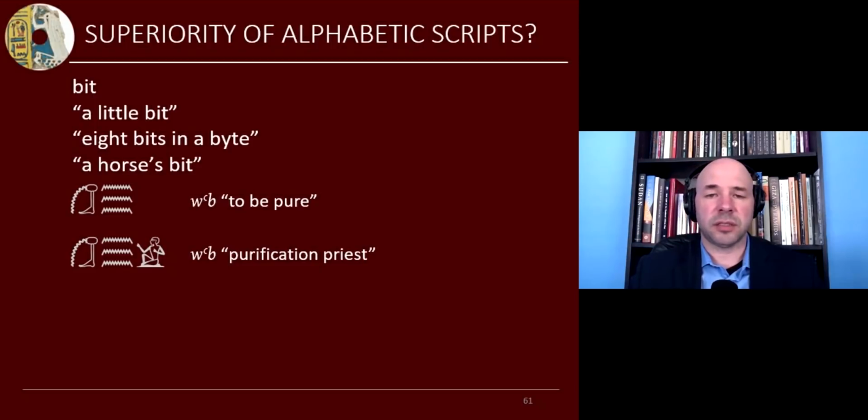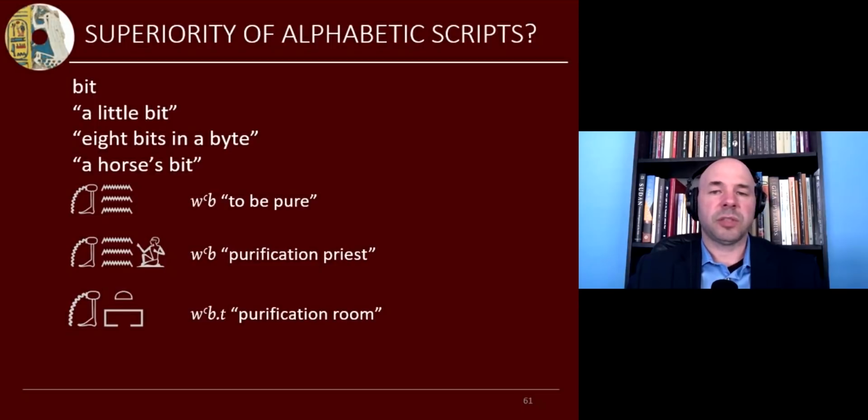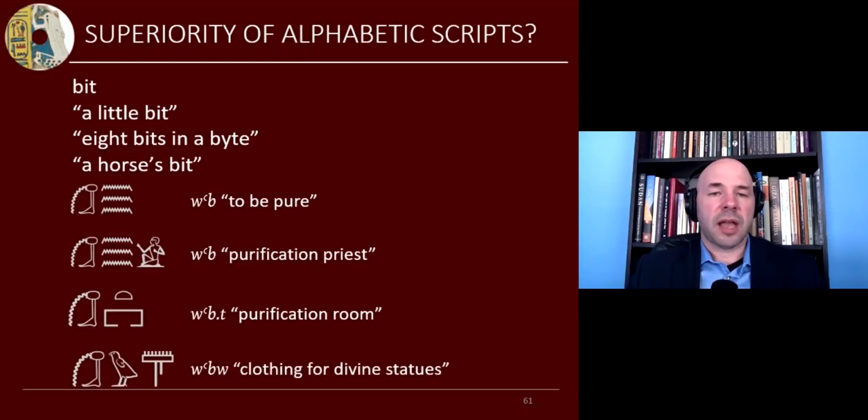Whereas with a hieroglyphic writing system, they can actually distinguish these words from each other using these determinatives. So, for example, wab, to be pure, that we saw before, wab with the little seated hieroglyph after it for a priest, wabet with the house determinative for a purification room, or wabu, and then a cloth determinative for the clothing for divine statues. So in some ways, the hieroglyphic writing system is actually quite useful because you can distinguish between these words that in an alphabetic system would be more difficult to distinguish.